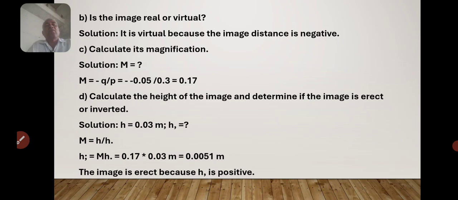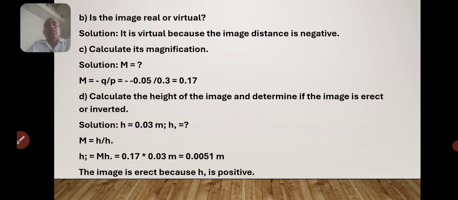The third question is to calculate the magnification. The formula for magnification is the negative ratio of image distance to object distance, that is M = -Q/P = -(-0.05)/0.3. Solving this mathematically, we get M = 0.17. This is the magnification ratio.